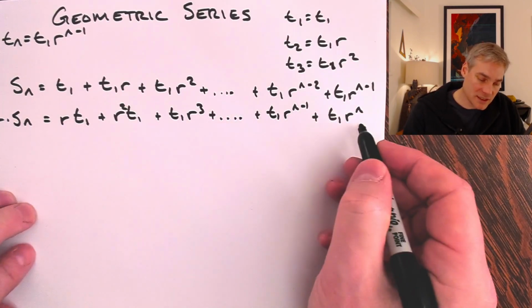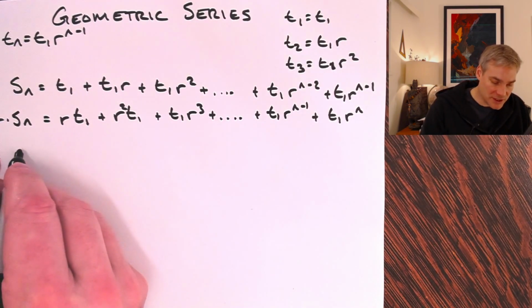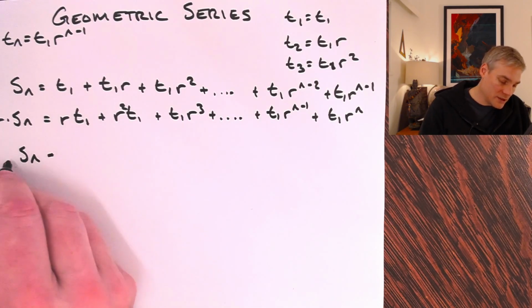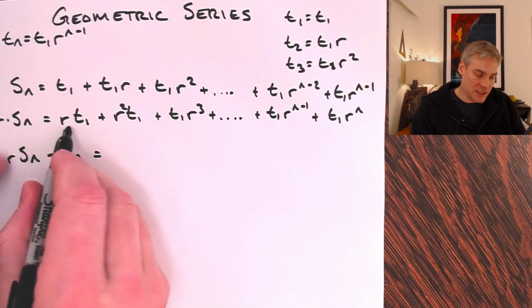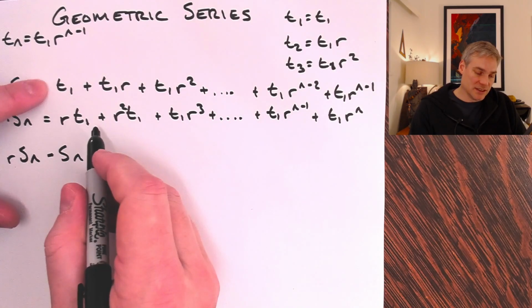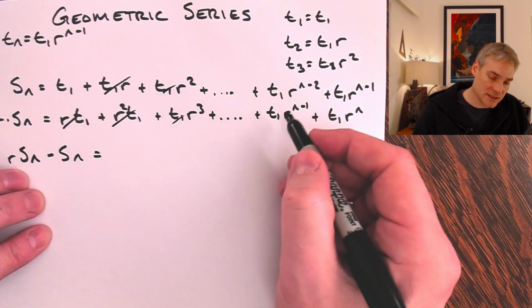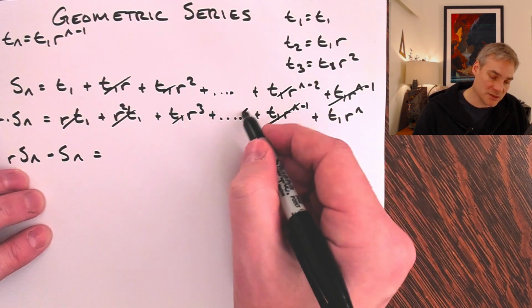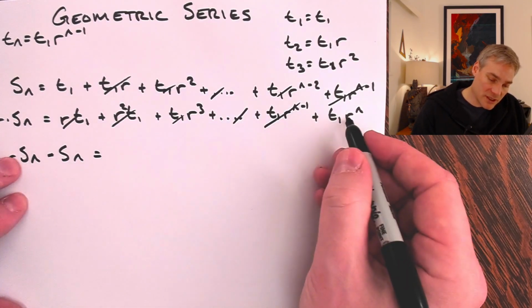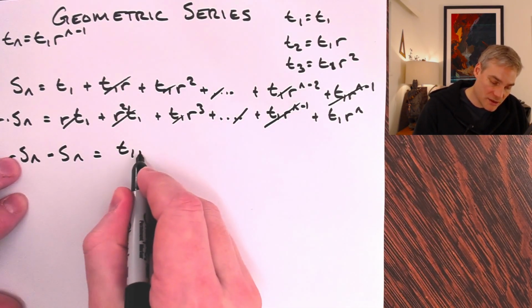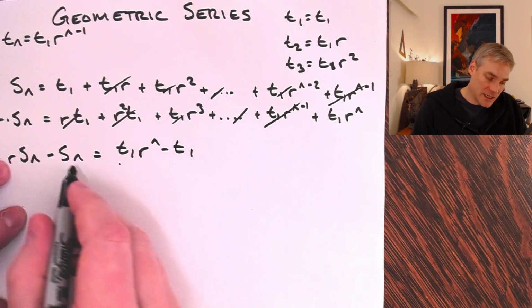This term aligns with this term, as this one aligns with something in the dots as well. But now I have this and this that don't have pairs. Well, what if I just do this? This is quite straightforward. What if I just said, I have Sn, let's say R Sn minus Sn. If I took this and subtracted this, I'd find that this term and this term cancel out, this and this cancel out, this and this cancel out. This one's going to cancel with something in here, as this one cancels with something in there. So what I'm left with is T1 R to the power of n minus T1.